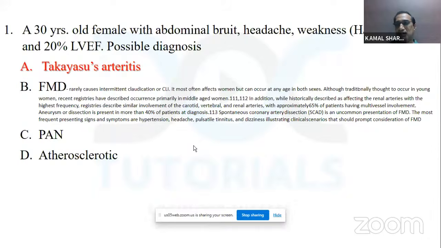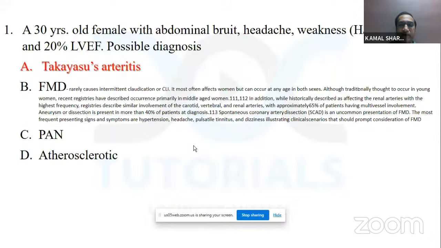Most often women are affected, both sexes are involved, traditionally known to occur in young women. Recently, middle-aged women are more likely to be reported in Braunwald. In addition, described involving renal with highest frequencies, but similar involvement of carotid, vertebral, renal in 65%, multivessel. Aneurysm, dissection is present in 40%. Spontaneous coronary dissection is a known presentation of FMD. Most commonly, they present with hypertension, headache, tinnitus, dizziness, which is a clinical scenario that may prompt consideration of FMD.